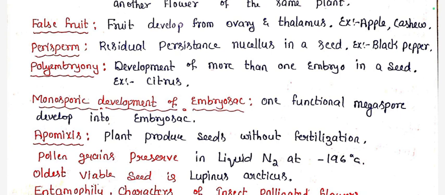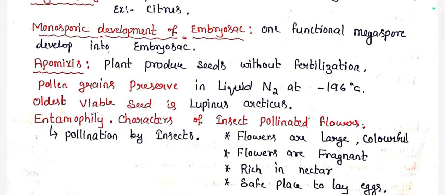And perisperm is the remaining persistent nucellus. Example, black pepper. And polyembryony means development of more than one embryo in a seed. Example, citrus. And during the formation of megaspore, that is embryo sac, it is a monosporic development because only one functional megaspore develops into embryo sac.